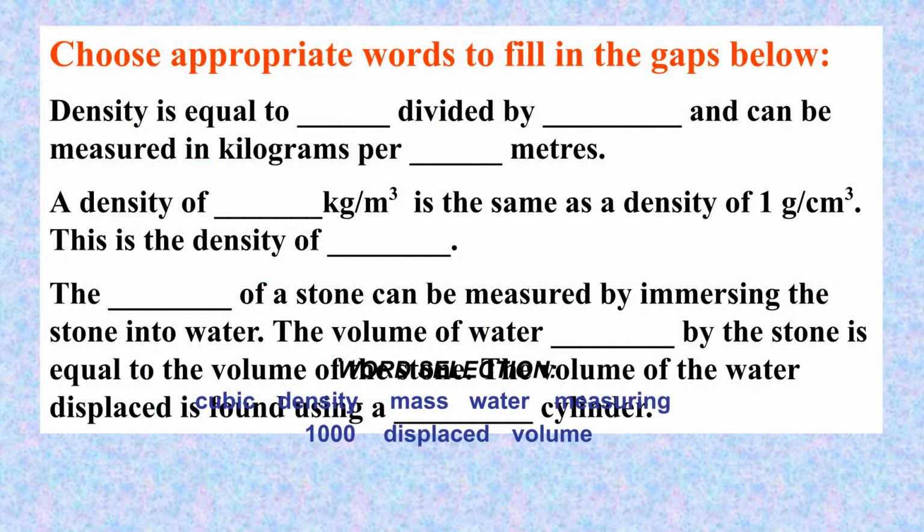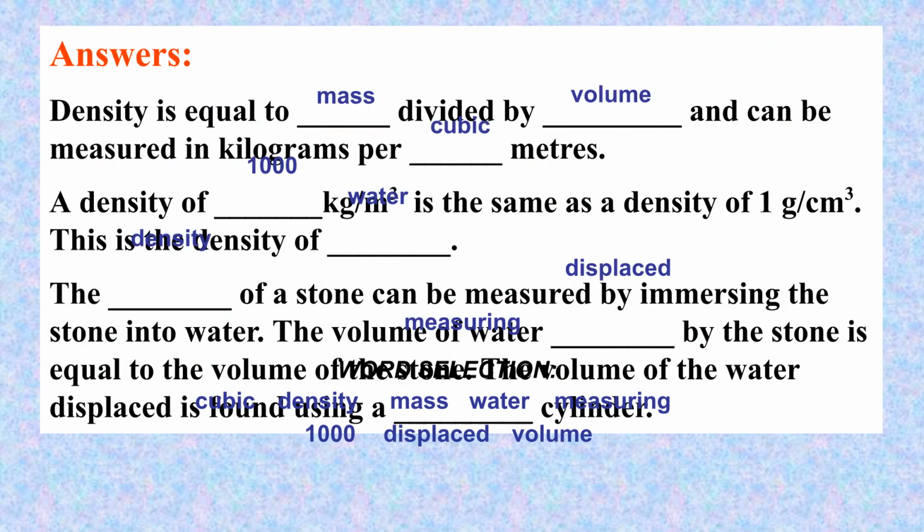Next, let's complete a fill-in-the-gaps activity based on the content of the video. Here is the word selection for the activity. The correct words are mass, volume, cubic, 1,000, water, density, displaced, and measuring.